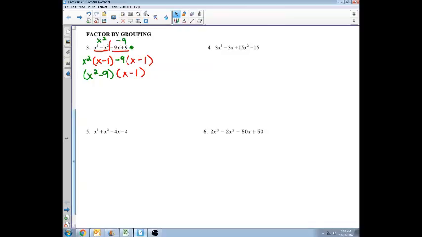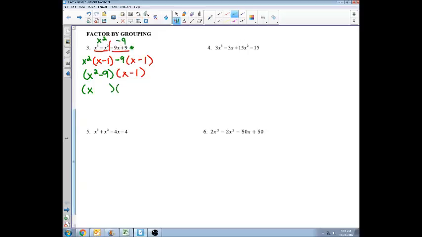All right. Now, if you are looking at the x squared minus 9, what you may notice is that it is the difference of two squares. And from the past, when we had the difference of two squares, I could take the square root of the first term.